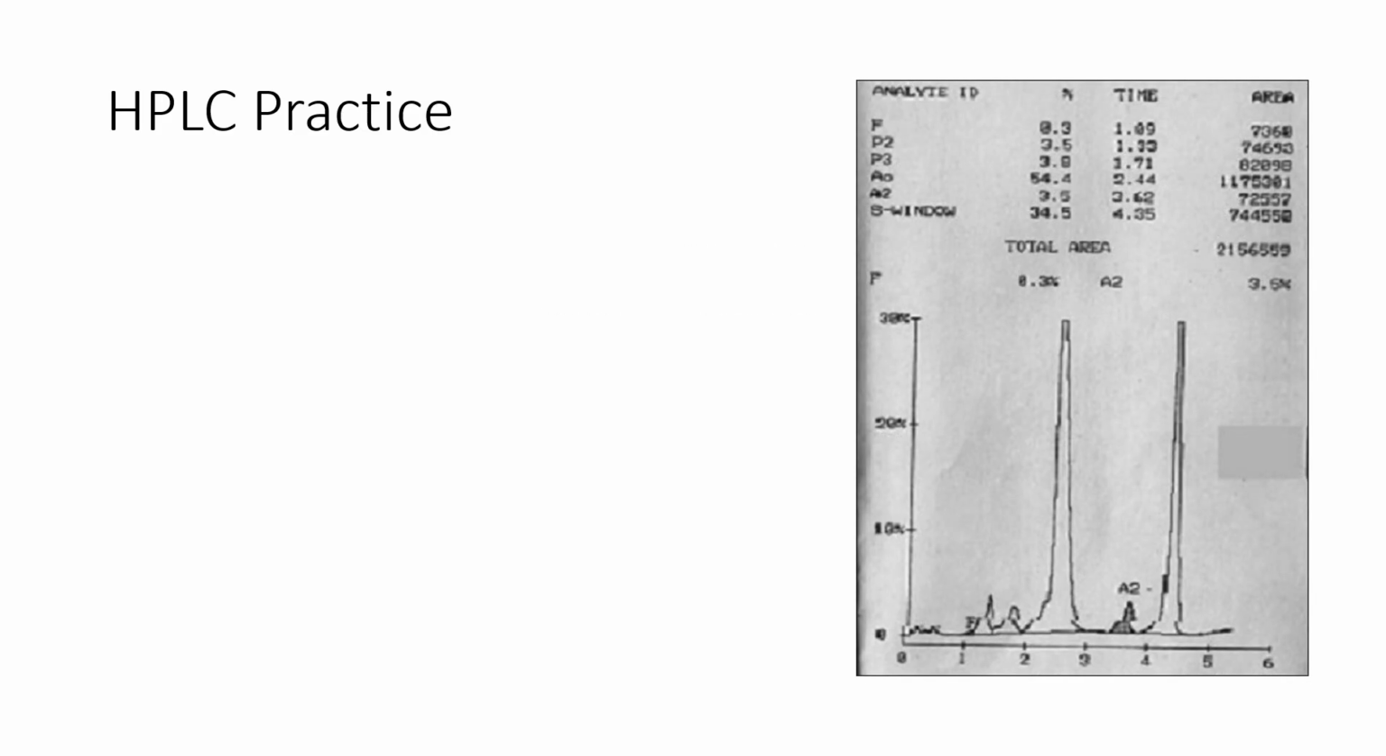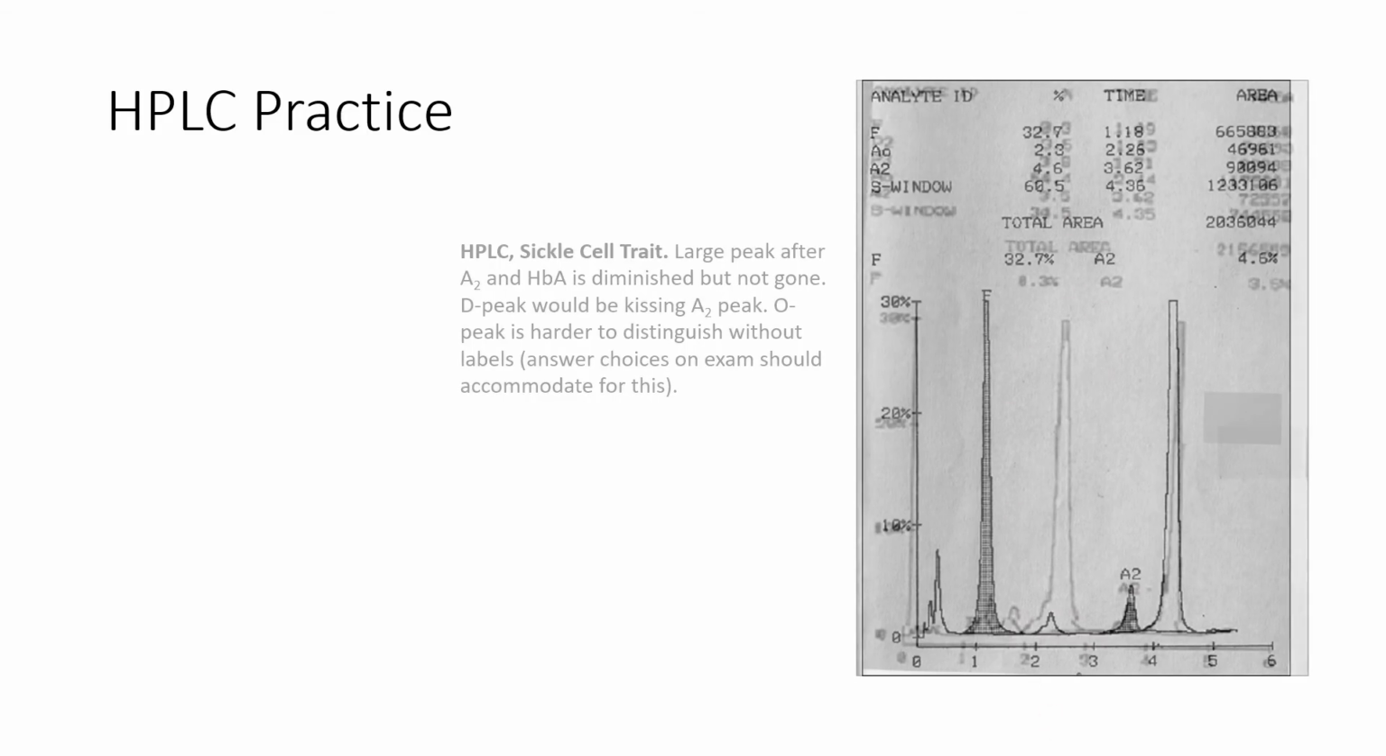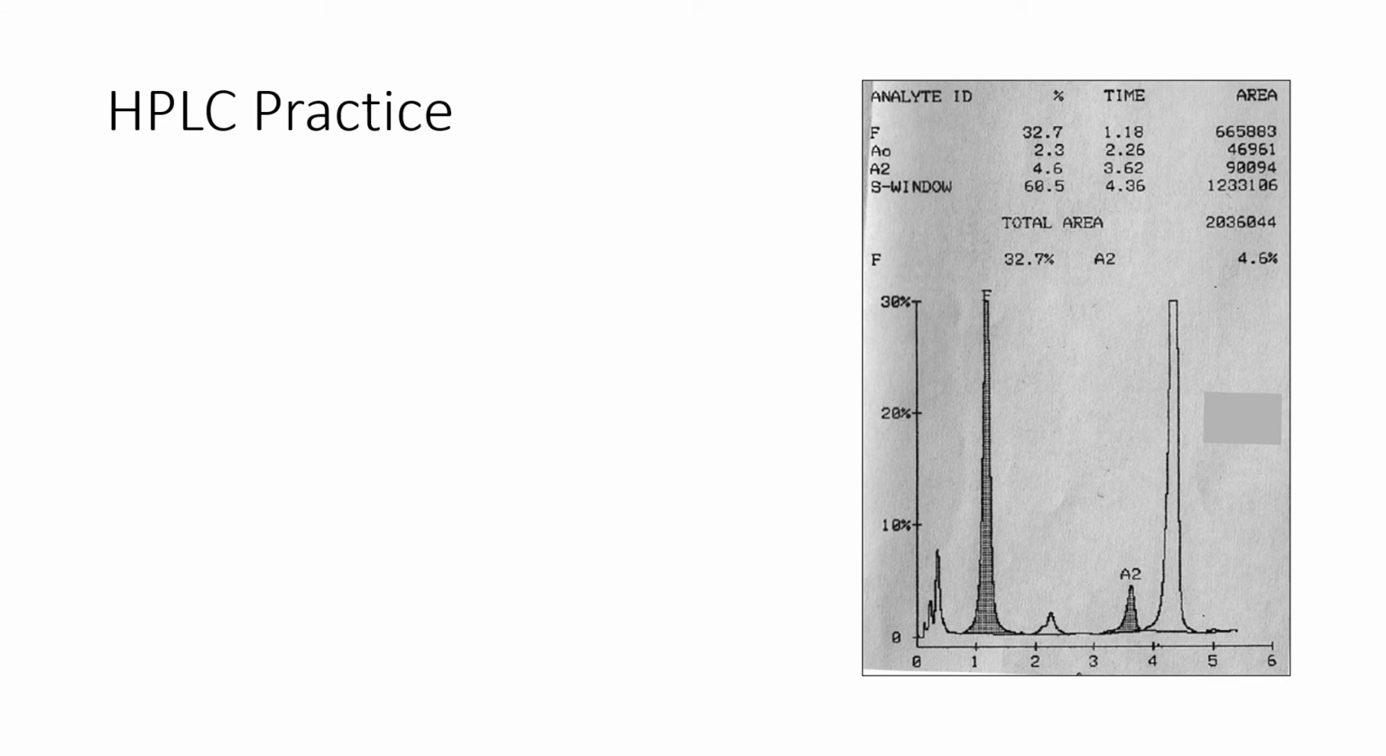Feel free to pause the video to give yourself time to think about the following cases. This is an example of sickle cell trait. Again, we have a peak in the S window, over 30%, and the majority of our hemoglobin elutes within the hemoglobin A peak. Pause the video if you need more time.